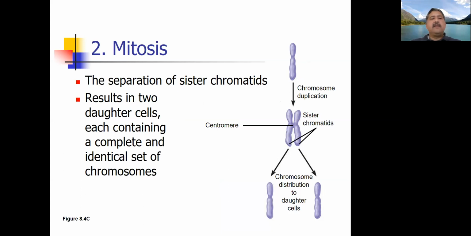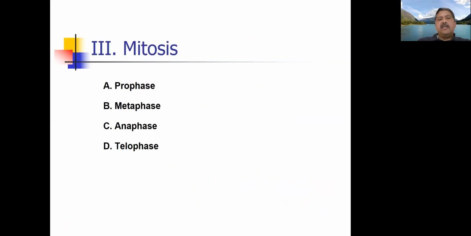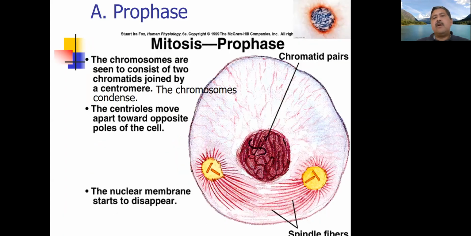So that's interphase. During mitosis, what we're going to see is this duplicated chromosome, which has two chromatids, is going to split. And then these chromosomes are going to go to different nuclei. And then finally, in cytokinesis, after we split the nucleus, we're going to split the cytoplasm. More on that in a little bit. Now, here are the four stages of mitosis: prophase, metaphase, anaphase, telophase. Remember, that's PMAT. You should know these characteristics of the four different stages of mitosis.